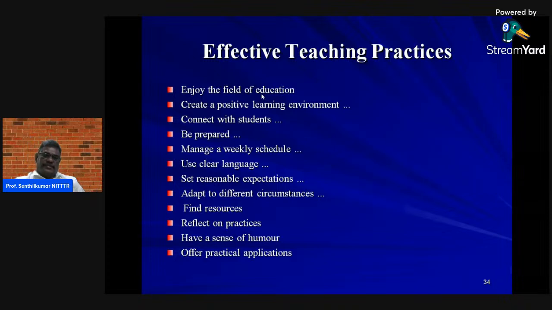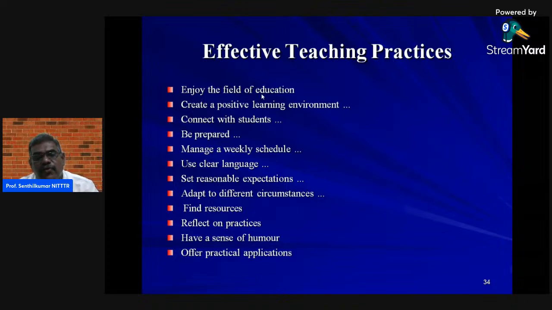Find the resources. Suppose you are teaching the automobile subject. If every day I give only an animation, it's not good. You have to arrange a field visit to a nearby automobile manufacturing unit or automobile maintenance section. Reflect on practices. You have to give a practical oriented subject.